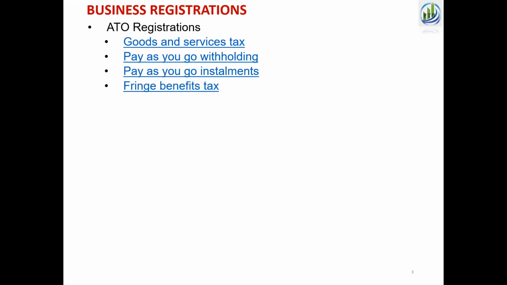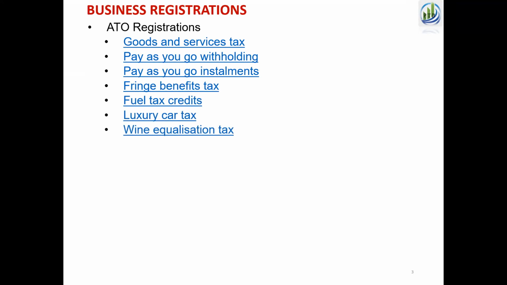Now we'll come to the other business registrations. They call them ATO registrations. So TFN and ABN registration, we talked about that. Now we will talk about the ATO registration. Whatever new business taxes you are required to report to ATO, you must register with ATO separately: goods and services tax, PAYG withholding, PAYG instalment, fringe benefit tax, fuel tax credit, luxury car tax, wine equalisation tax. Each tax, if you want to pay it, you are required to register for. For example, if your turnover goes above the GST turnover of 75,000, you are required to register for GST.